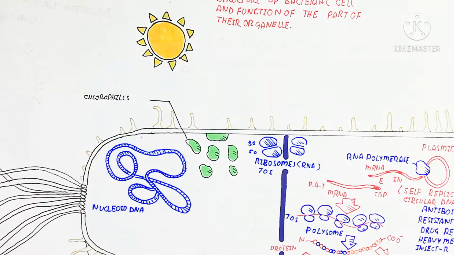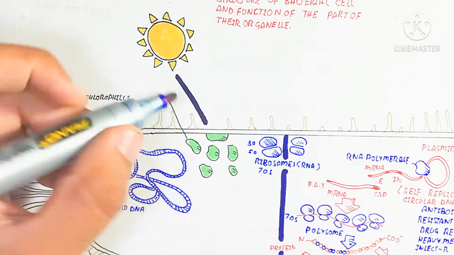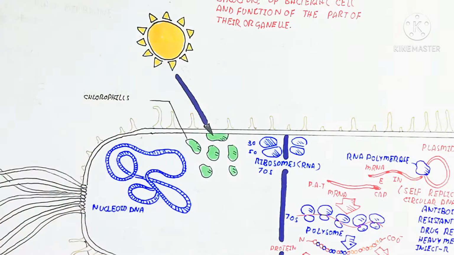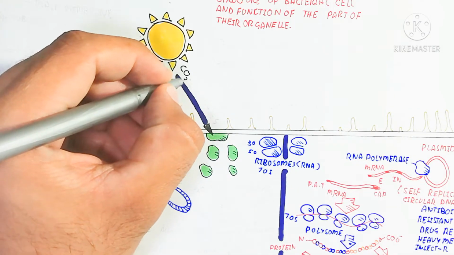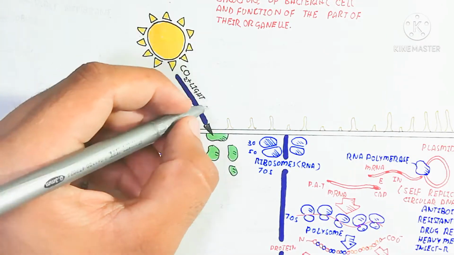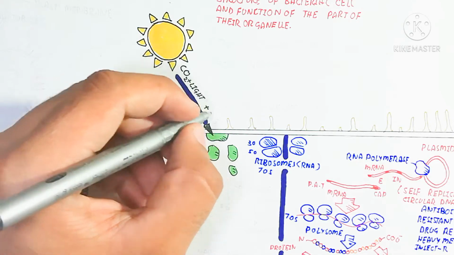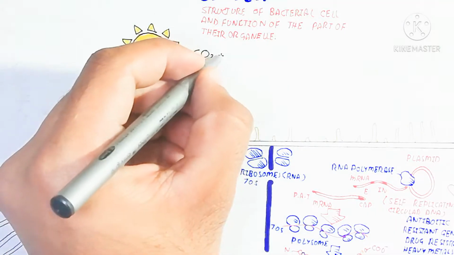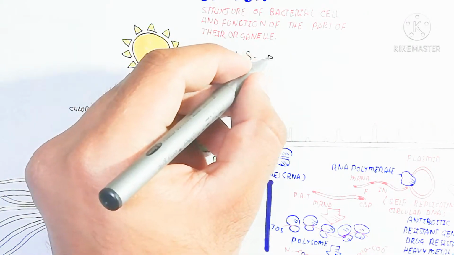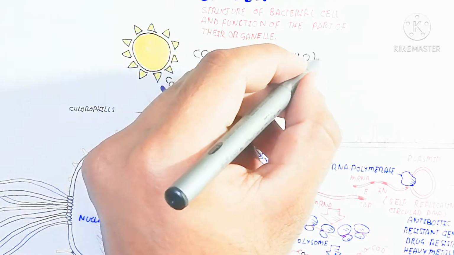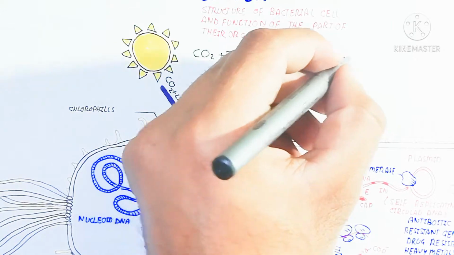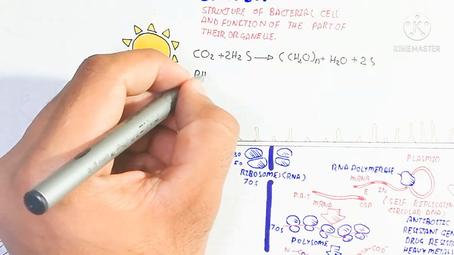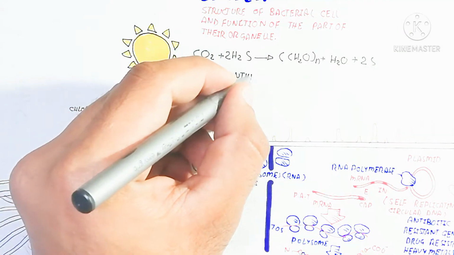Here we can say that the chlorophyll is scattered in the cytoplasm of the bacteria, and it is used for photosynthesis. Those bacteria which produce sugar from photosynthesis are known as photosynthetic autotrophs. Carbon dioxide, light and hydrogen sulfide are used instead of water to produce sugar and sulfur gas as well as water.